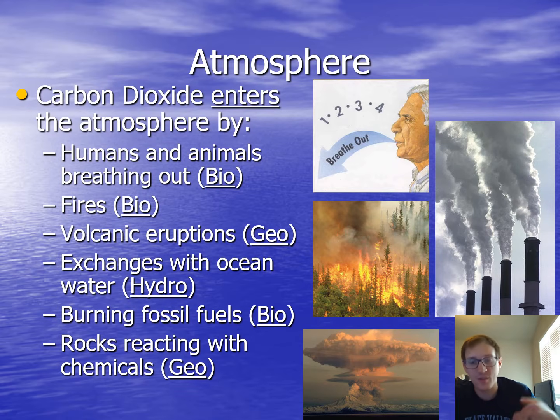Exchanges with the ocean, we're going to talk about the surface ocean and the atmosphere. They exchange carbon dioxide all the time, pretty much constantly, because they're constantly in this battle between carbon dioxide. Burning fossil fuels, burning our oils and our coal and all of that produces carbon dioxide, which also gets released into the atmosphere. Rocks reacting with chemicals, that's going to be a breakdown again in the geosphere, because rocks are part of the geosphere, so it's going from geosphere into the atmosphere.